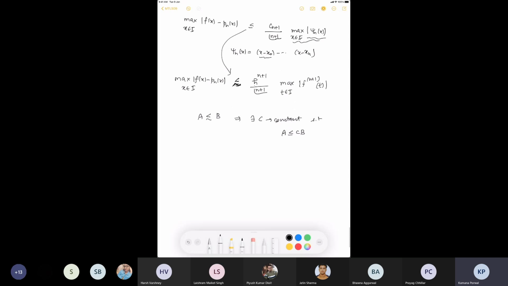Okay, so if you are familiar with the L infinity norm, this is nothing but the L infinity norm of the n plus 1th derivative of f over the interval I, in case you are familiar with it. The definition is the same as what we have written here.